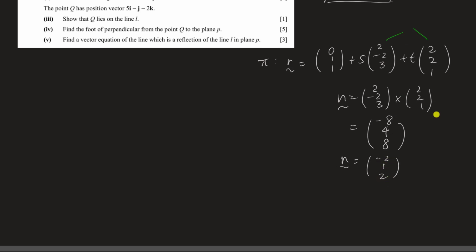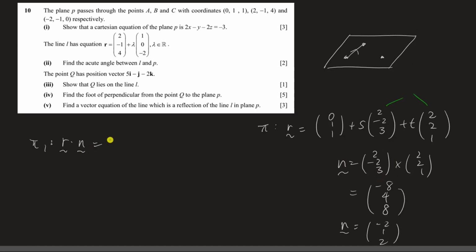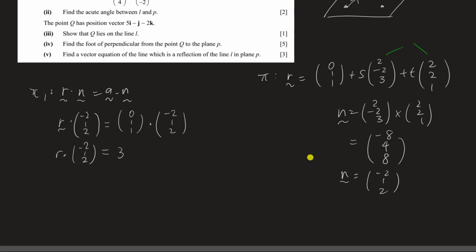To get to the r dot n equals to a dot n form, you just need to throw in the normal, (-2, 1, 2), and then we will throw in a known point. The easiest one to do is (0, 1, 1) dot our normal again, which gives 1 plus 2, 3. So the answer is r dot (-2, 1, 2) equals 3. Converting this into Cartesian form will be negative 2x plus y plus 2z equals to 3.